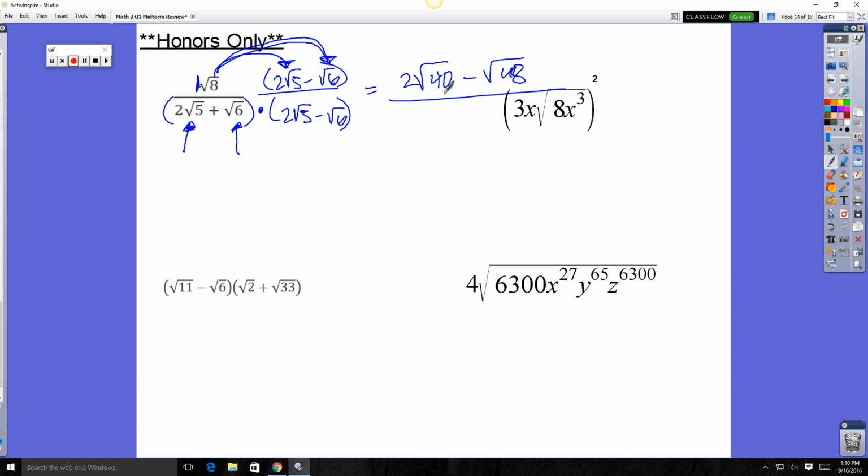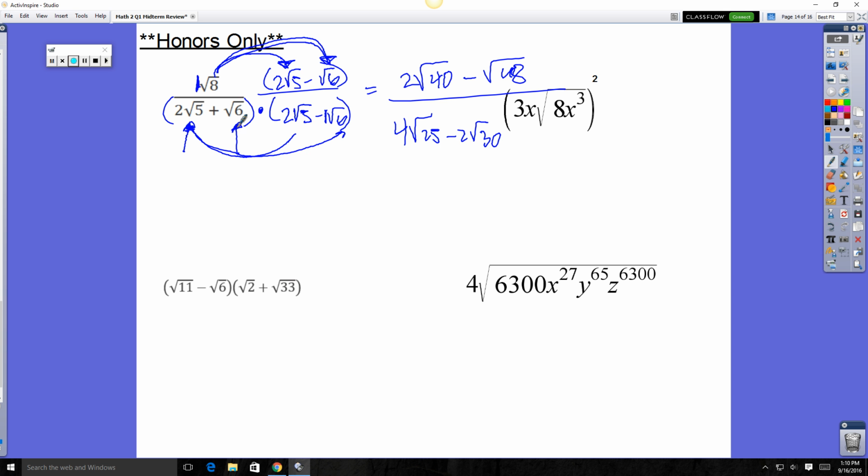These need to be cleaned up though. Before you distribute, if you would have cleaned up that 8, it would have made the work maybe a little bit easier. So anyway, these guys got to be cleaned up. Keep that in mind. 2 square roots of 5 times 2 square roots of 5 is going to be coefficients, 2 times 2 is 4. Square root of 5 times square root of 5 is square root of 25. And then 2 square roots of 5 times a minus square root of 6 is going to be a minus 2 square roots of 30.